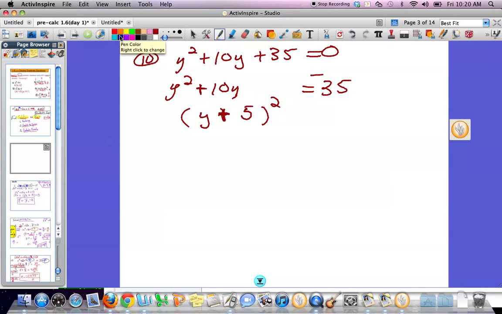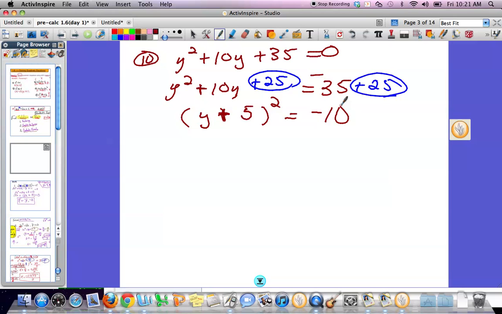So if that's 5, if you do binomial expansion, FOIL, you're going to end up with plus 25 that we just added to the left side. 5 times 5, when you do y plus 5 times y plus 5. If you do it to the left side, you better do it to the right side so everything stays in balance. So now I have negative 10 on the right side.